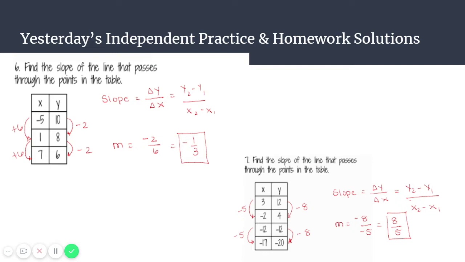For number 7, we're doing the same exact concept, where the change in y equals -8 and the change in x was -5. So in writing that, we have the slope equals -8 over -5, which when simplified, we have two negative numbers. They both become positive, so our slope is 8/5.